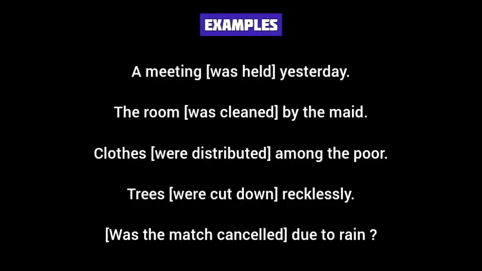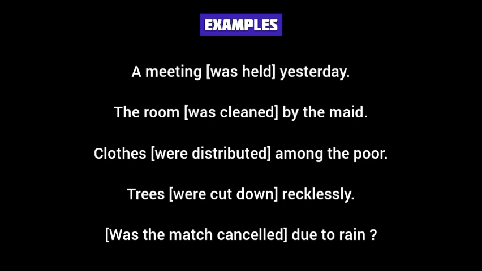See some examples of the simple past tense in passive voice. A meeting was held yesterday. Here was and the third form of the verb hold. Was held is in passive voice, simple past tense. The room was cleaned by the maid. Was and the third form of the verb clean. Was cleaned is in simple past tense, passive voice. In the same way, clothes were distributed among the poor. Were distributed in simple past tense, passive voice. Trees were cut down recklessly. Were cut down in simple past tense, passive voice.